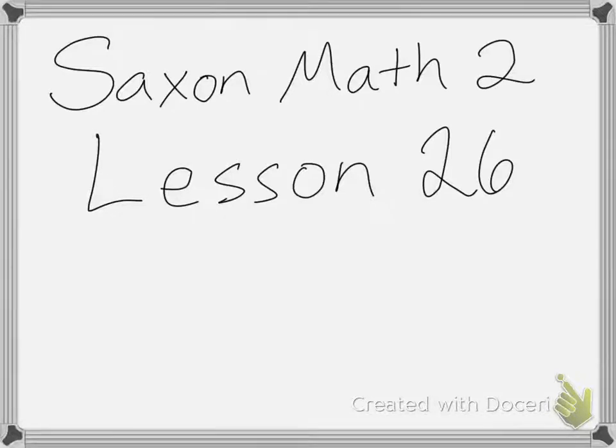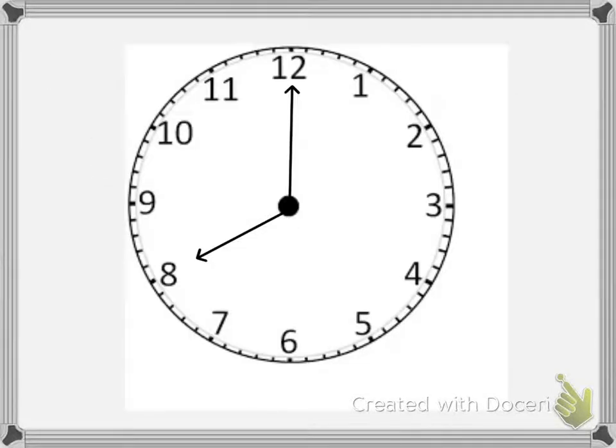Hello everyone, today's lesson is lesson 26, telling and showing time to the half hour. So on this clock I have 8 o'clock. What time will it be 1 hour from now? Well, 1 hour from now it would be 9 o'clock, right? Because we'd go from the 8 to the 9. All right, let's go back to 8 o'clock.